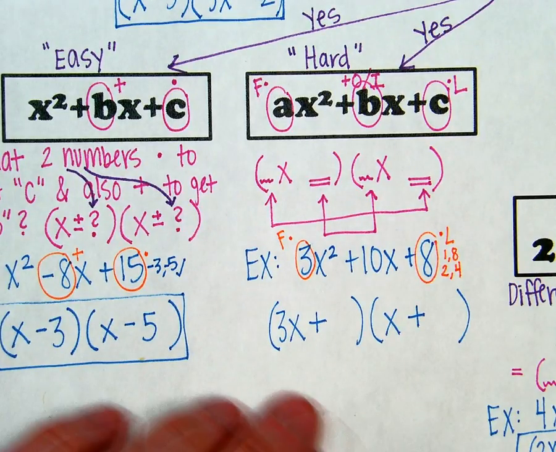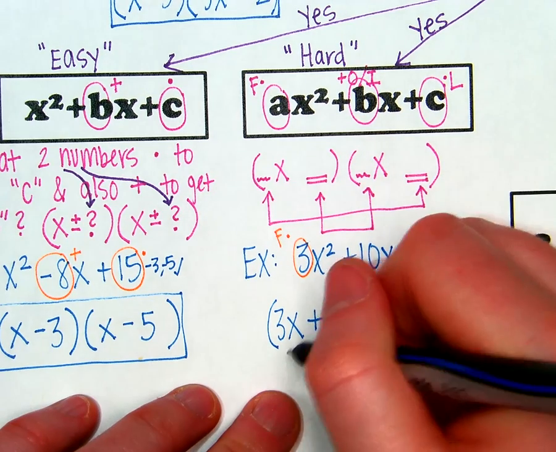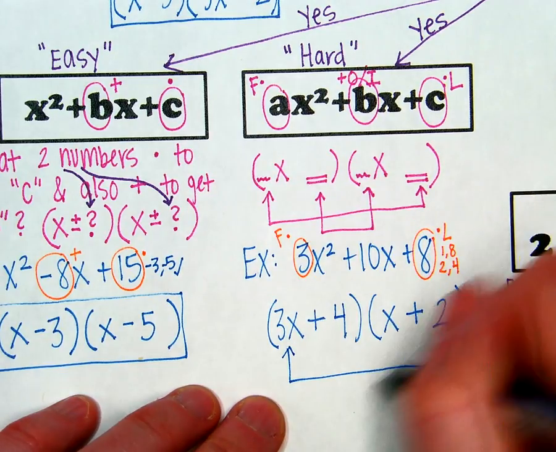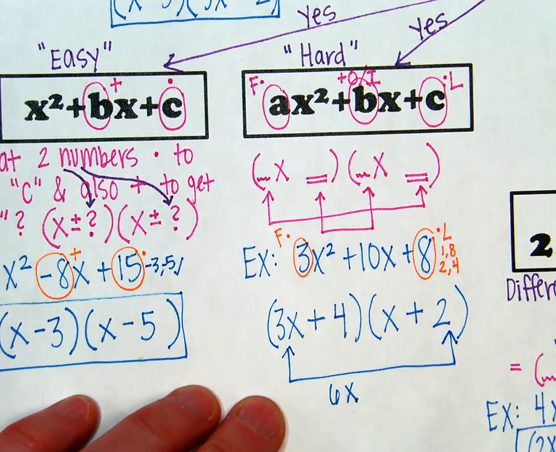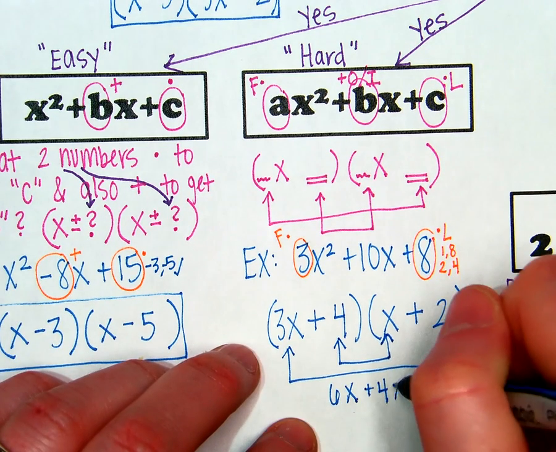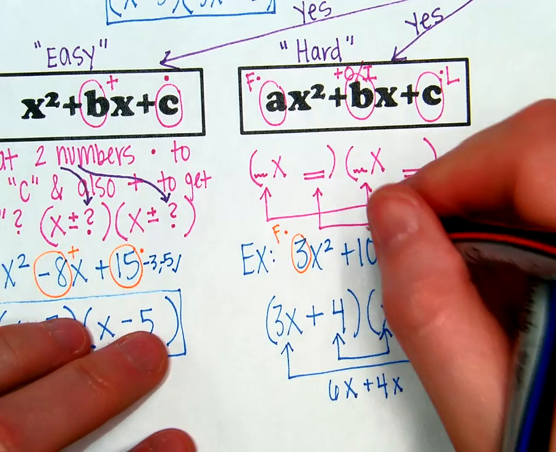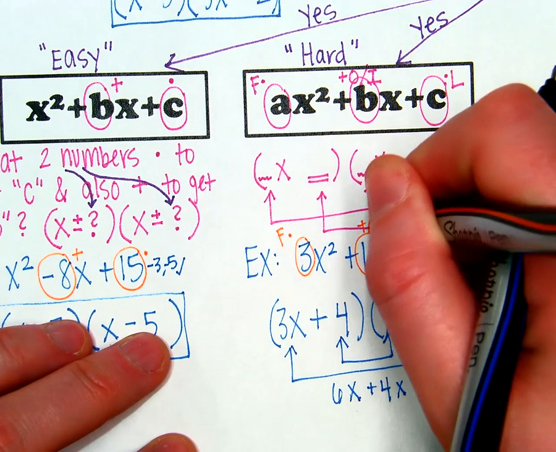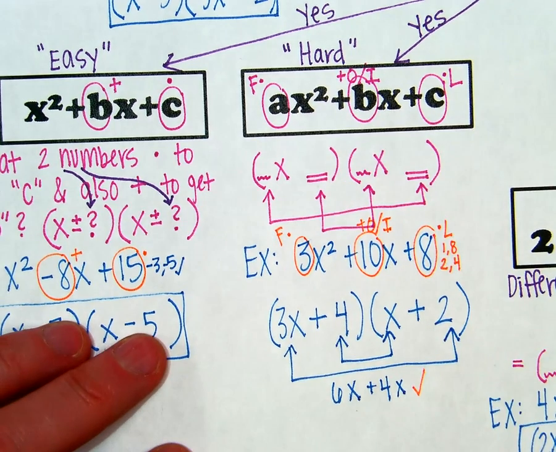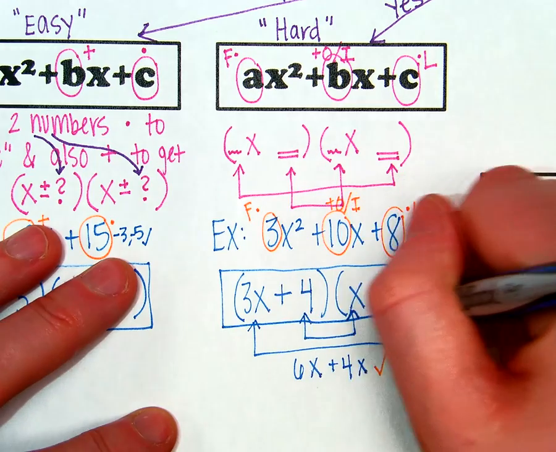If I go ahead and put 4 and 2 in, and then I check, I have to make sure the outsides, when I multiply those, 3x times 2 is 6x. And 4 times x, when I do the insides, that's 4x. If I add 6x to 4x, that is my middle 10x right here. So my outsides and my insides did add up to that middle 10x, so that would check. Then I can say, okay, yep, my first guess just happened to be right for that one.